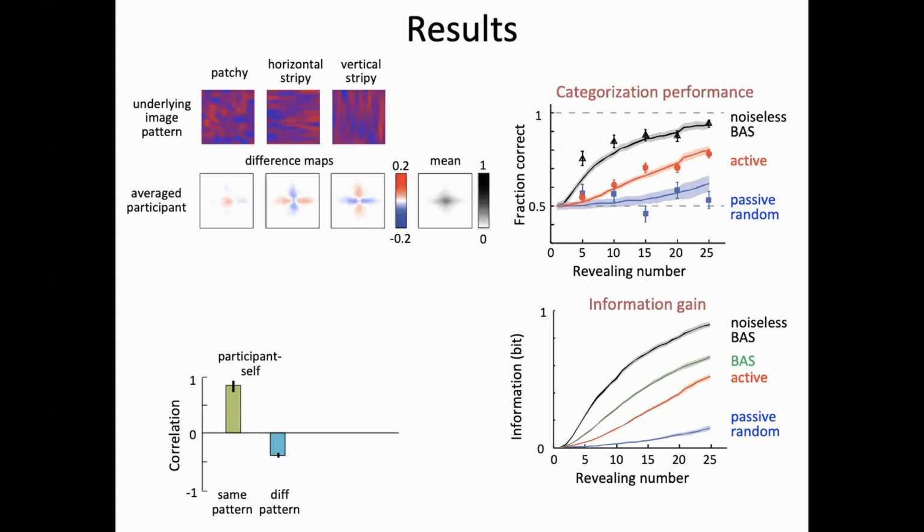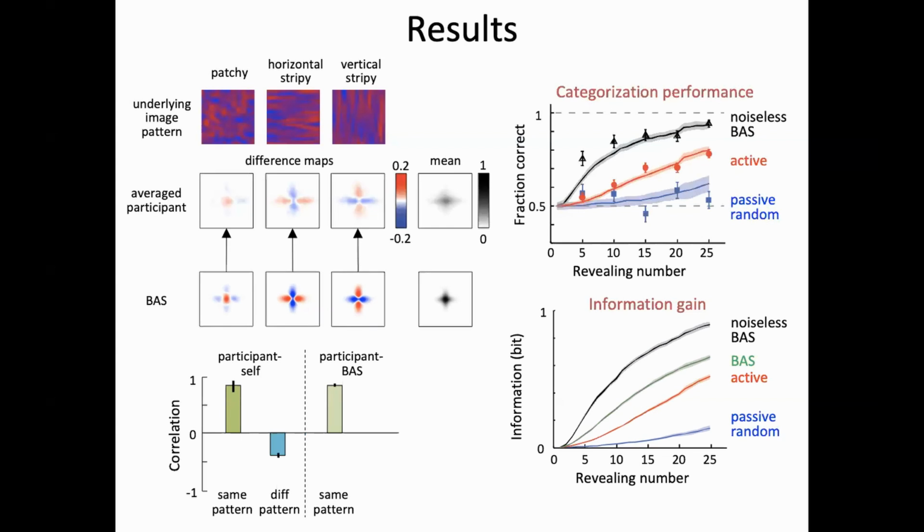Furthermore, we ran this Bayesian active sensing algorithm with the same images and revealing numbers used by the participants and obtained these density maps. As you can see, the density maps generated by BAS closely resemble those of the average participant. Quantitatively, we confirm this match by showing that the within pattern correlation is significantly positive and that the across pattern correlation is significantly negative.